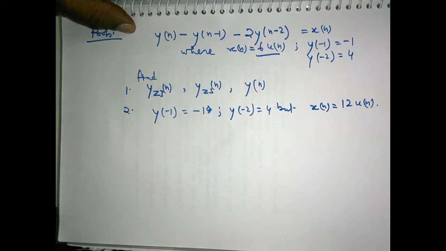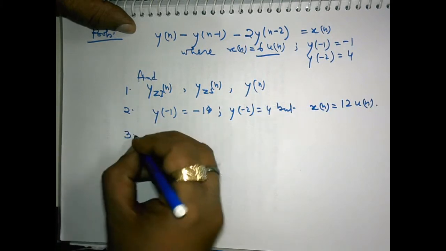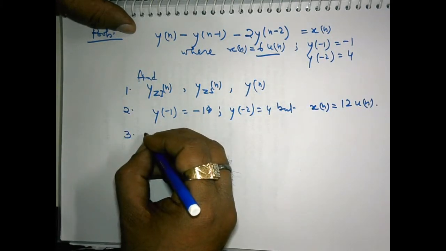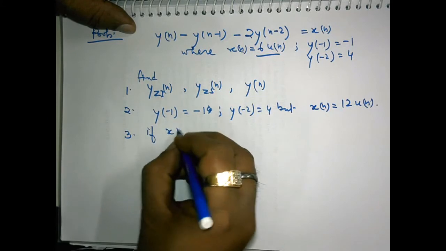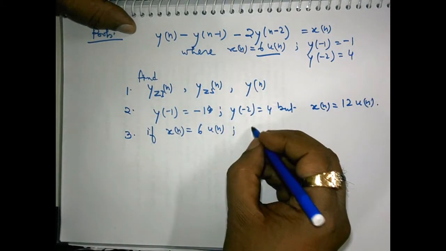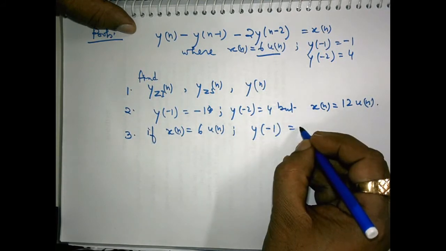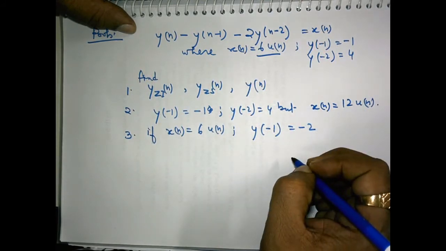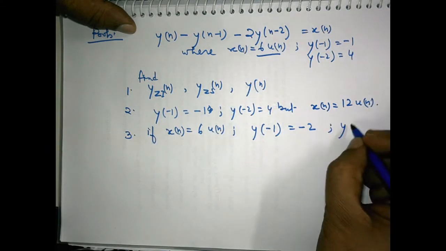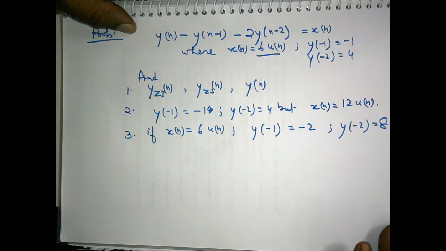And the second comment that we have to make: if the input is the same, if x(n) is equal to 6u(n), and if we change the given initial conditions by 2 times, this means y(-1) becomes -2 and y(-2) becomes 8. So what will be the effect of these two changes on the overall response of the system?